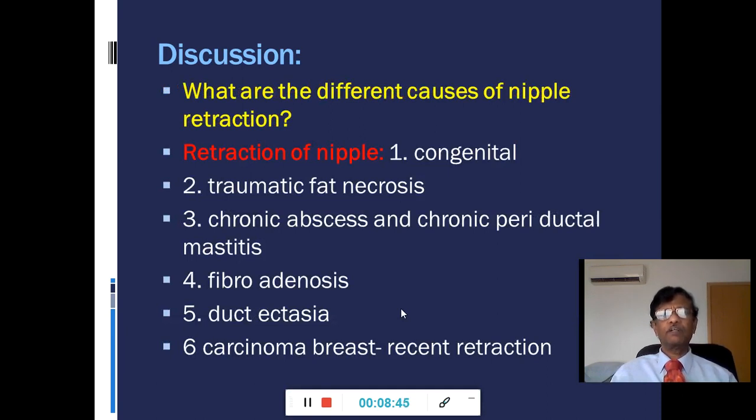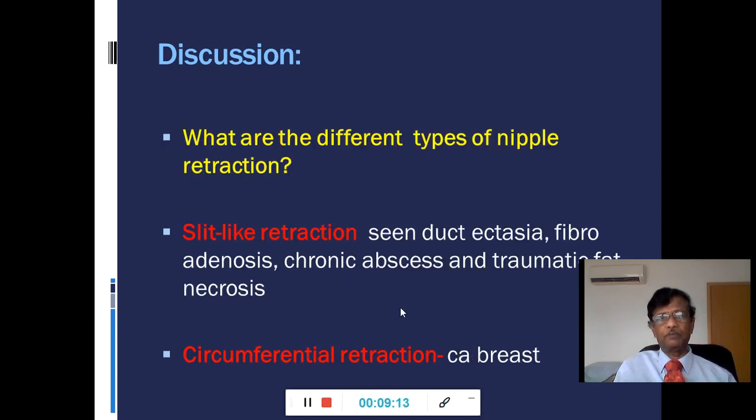What are the different causes of nipple retraction? Congenital retraction and carcinoma breast. Not only that, you can see retraction of the nipple congenitally, in traumatic fat necrosis, in chronic abscess or chronic periductal mastitis, in fibroadenosis, in duct ectasia, and in carcinoma breast, where it is a recent retraction, very important.